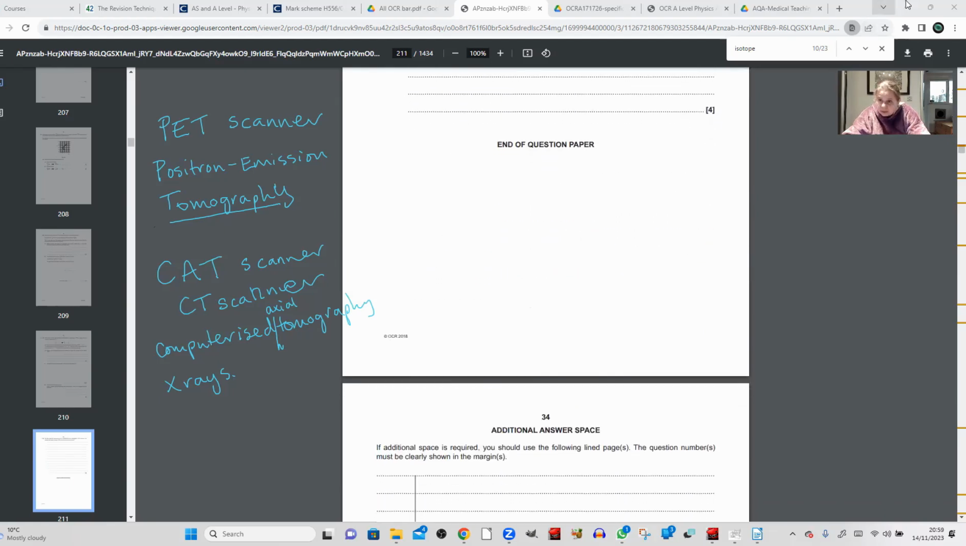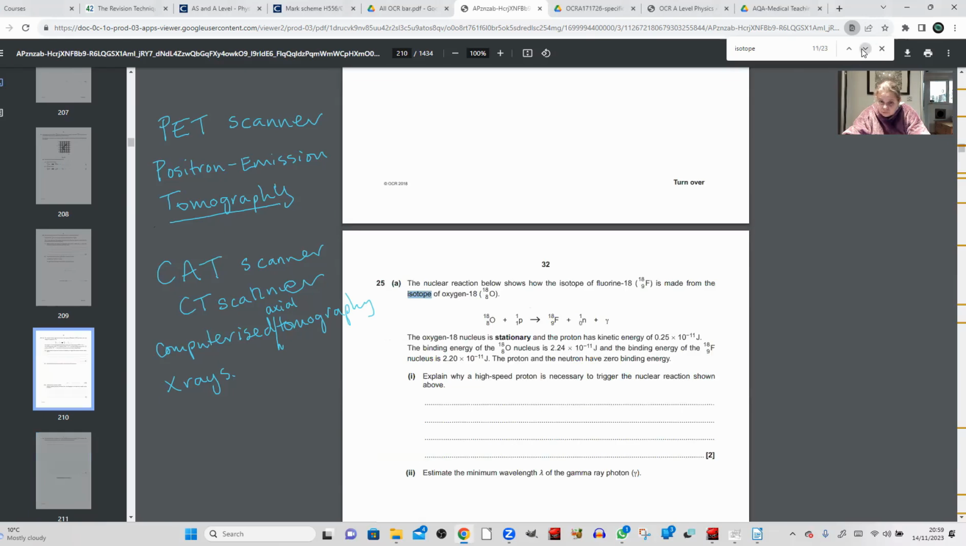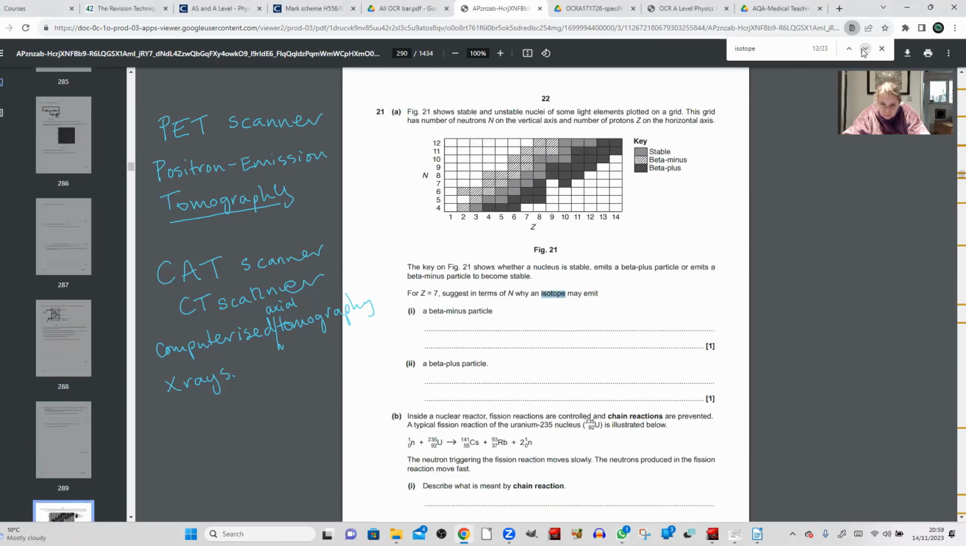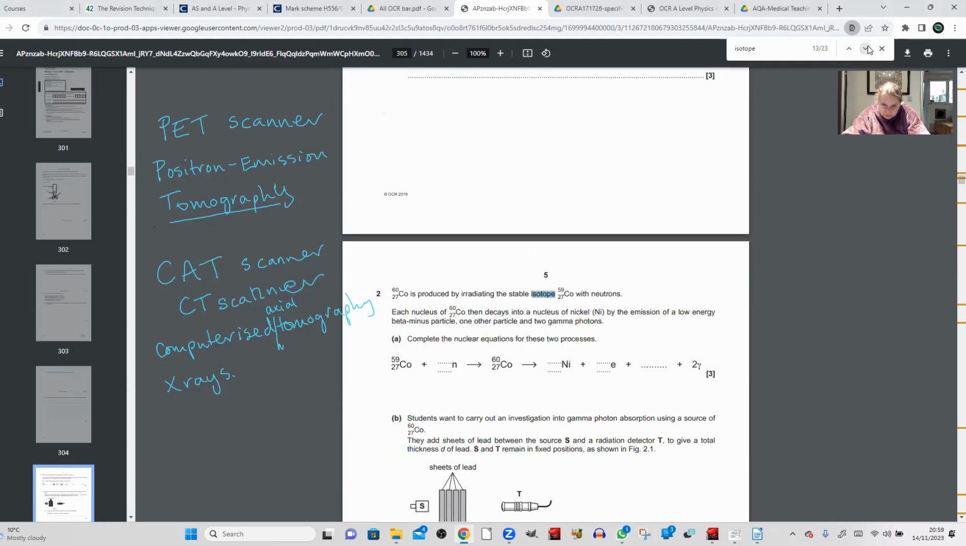Right, let's keep going. There's a few more. That's that same question. Right. This is about stability curves. So not medical isotopes. We could come back to that though, because that looks like quite a nice one.